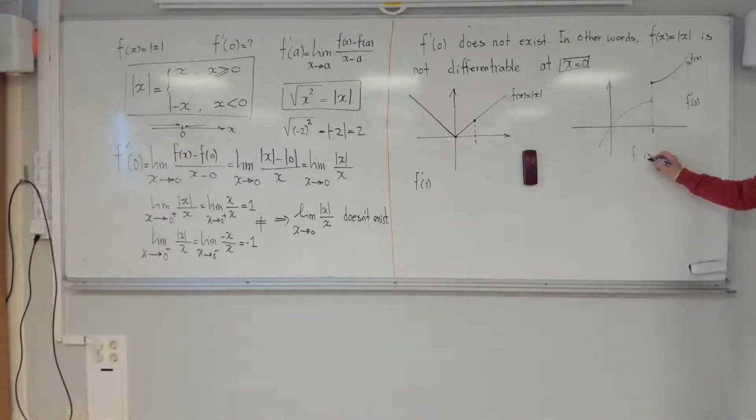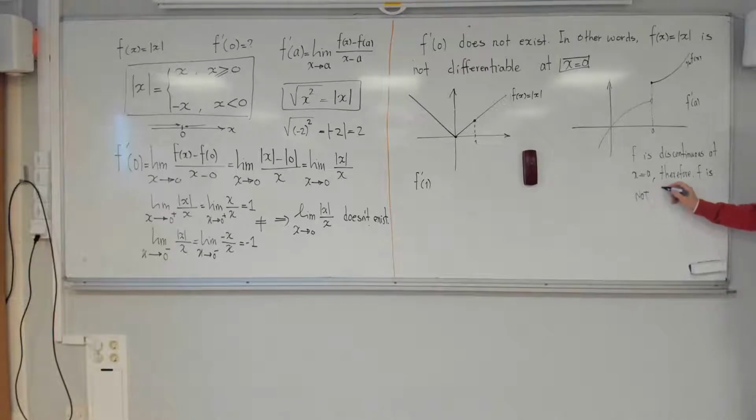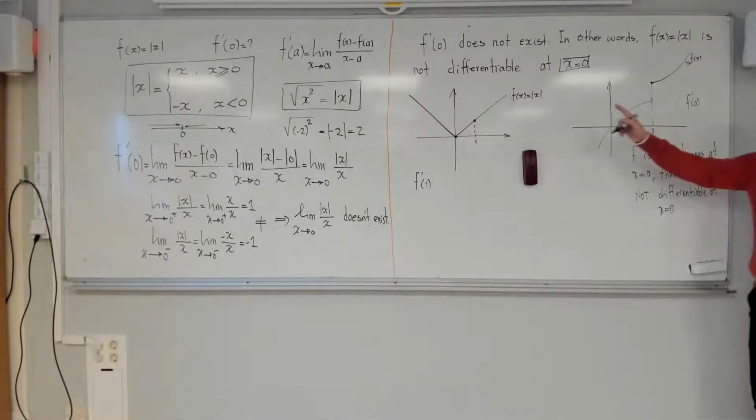So f is discontinuous at x equal to A. Therefore, and when I say therefore, it is a theorem, I just don't want to prove it, that's not at the level of your lesson. Therefore, f is not differentiable at x equal to A. So this is the second category.